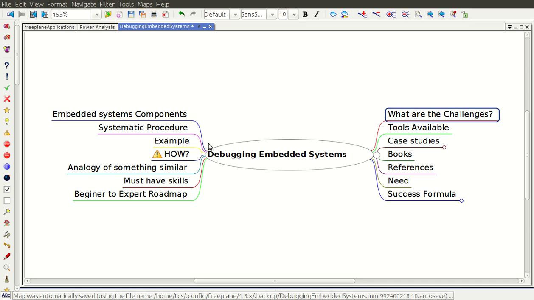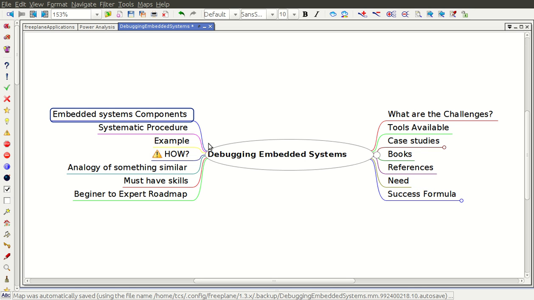What are the challenges in debugging an embedded system? What are the tools that are available to us for debugging? What are the case studies? What are the good books? What are the references? What is the need to debug? And what is the success formula? How can you be very successful?